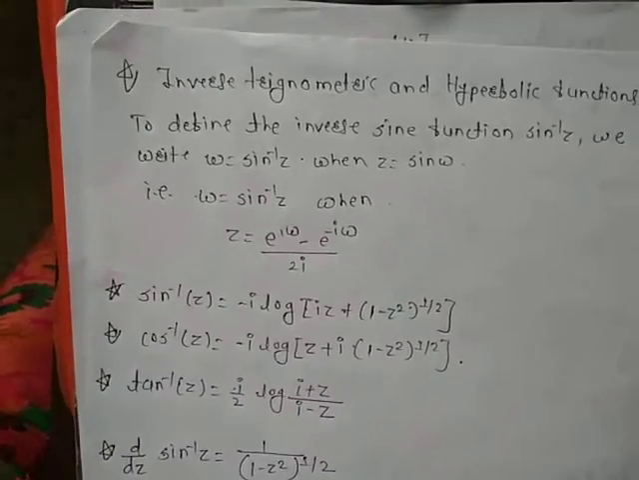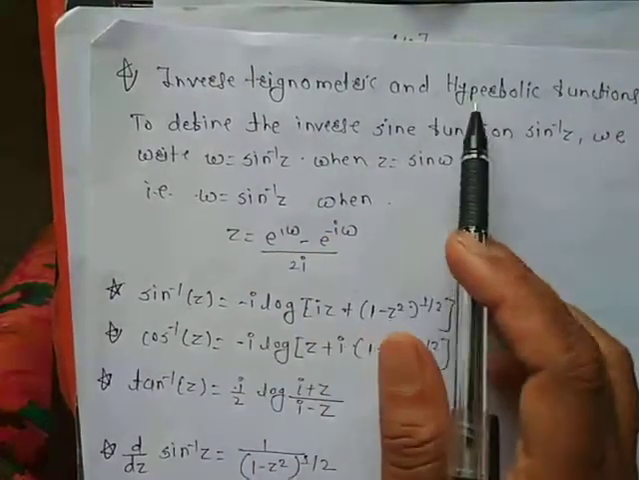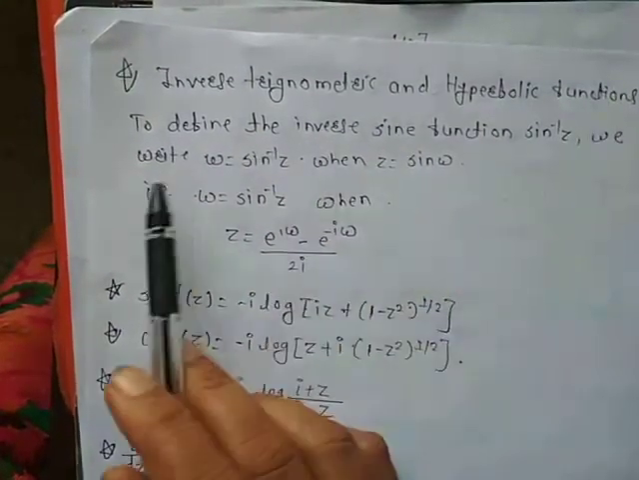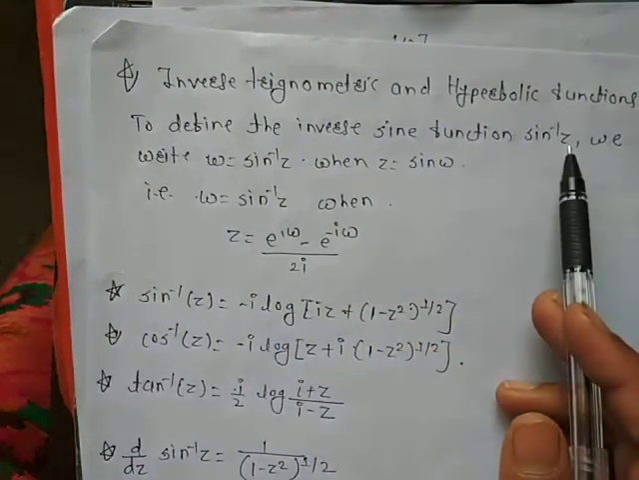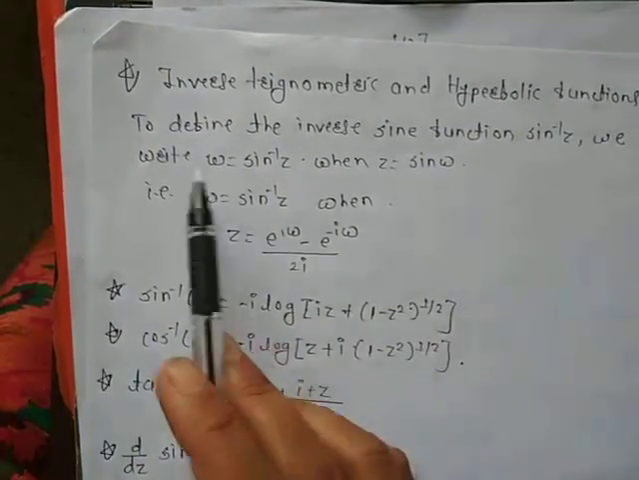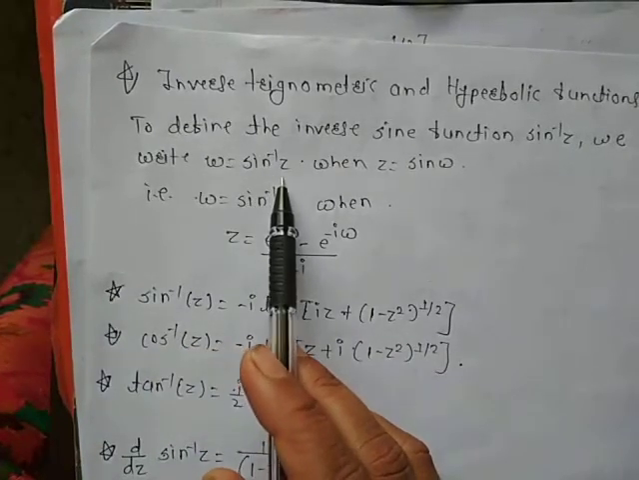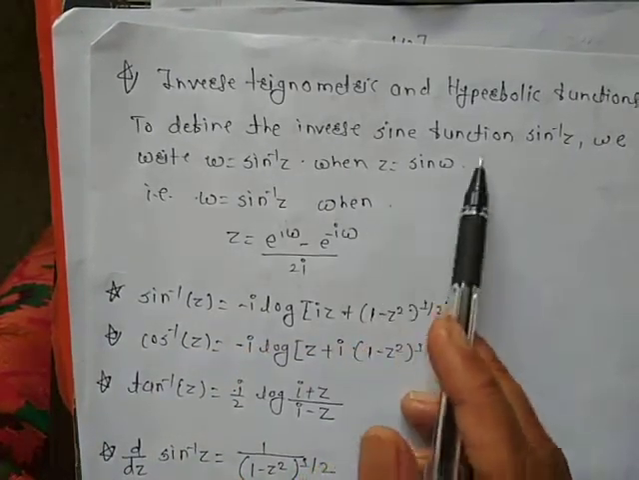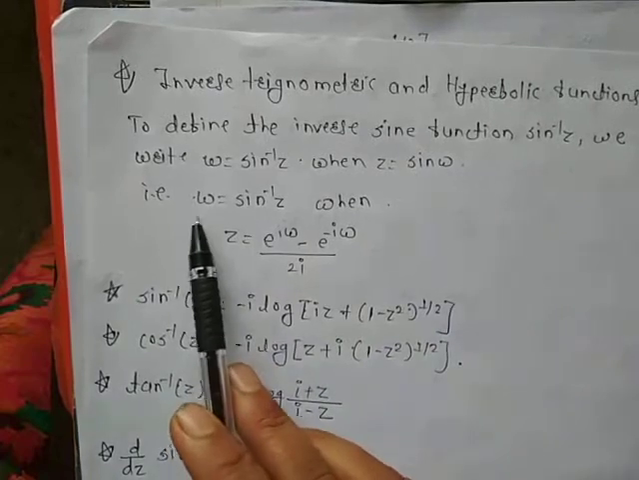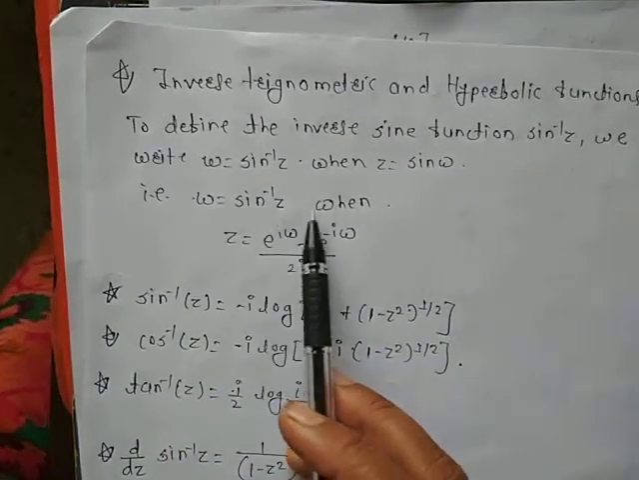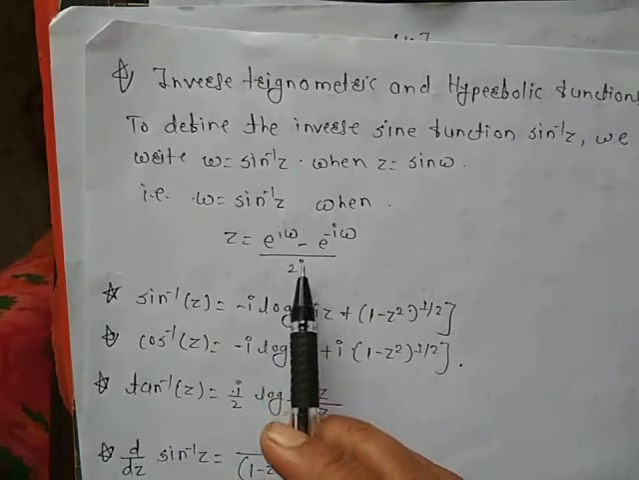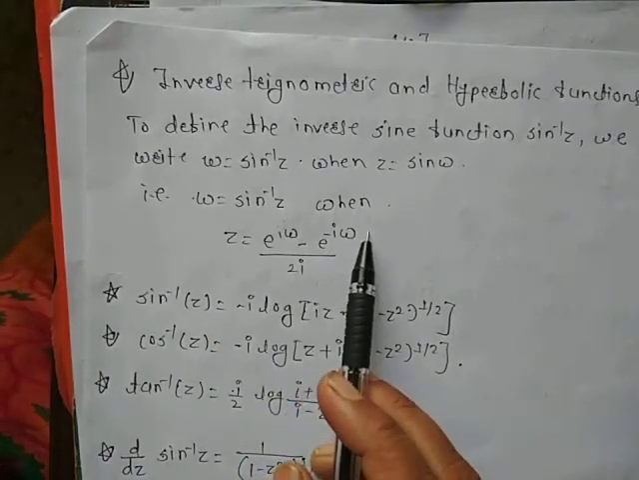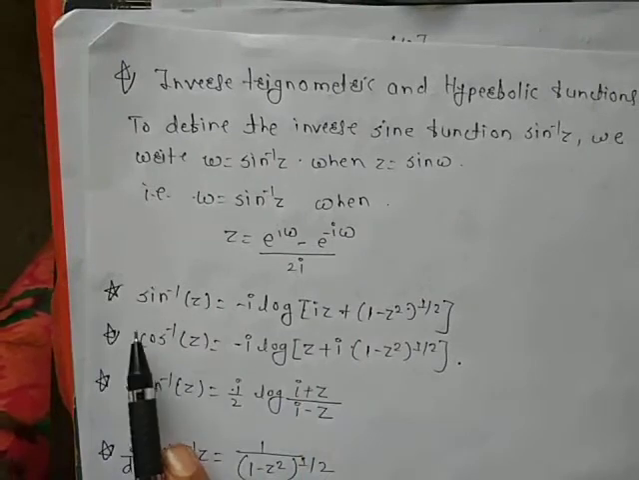Next topic is inverse trigonometric and hyperbolic functions. To define the inverse sine function, sine inverse z, we write omega is equal to sine inverse z when z is equal to sine omega. That is, omega is equal to sine inverse z when z is equal to e raised to i omega minus e raised to minus i omega upon 2i.